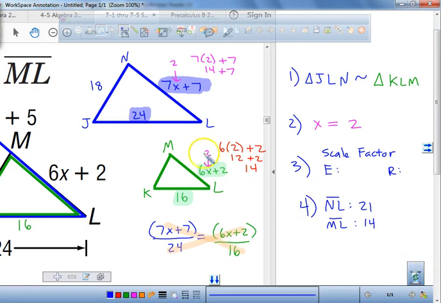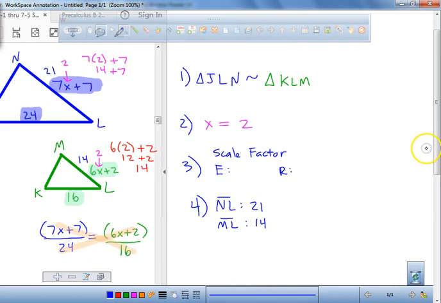So right now, we could compare this side, the 14, to the 21. We could compare the 24 to the 16. It doesn't matter. You're going to get the same answer. So right now, watch this. We're going to go over here, and I'm going to show you how to compare. I'm going to go 24 to 16, or I'm going to go 16 to 24.